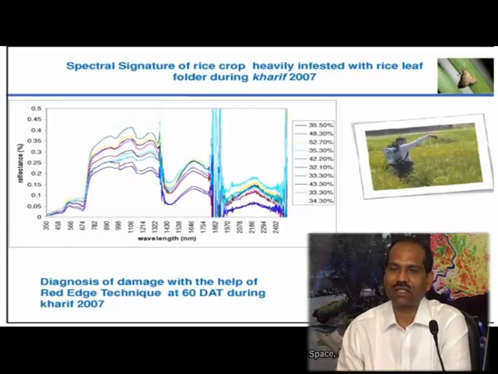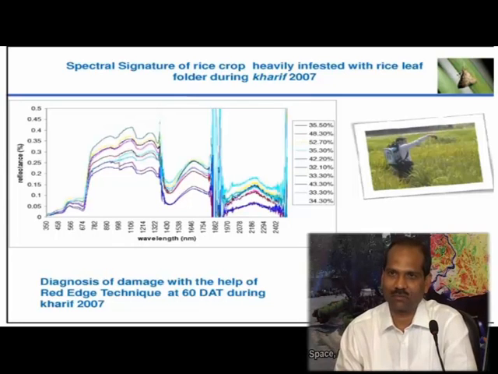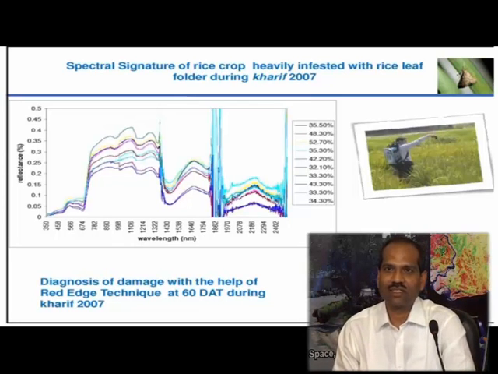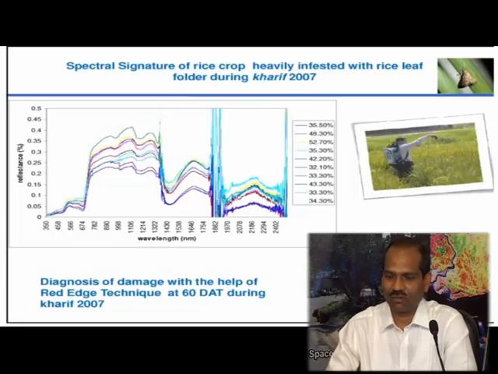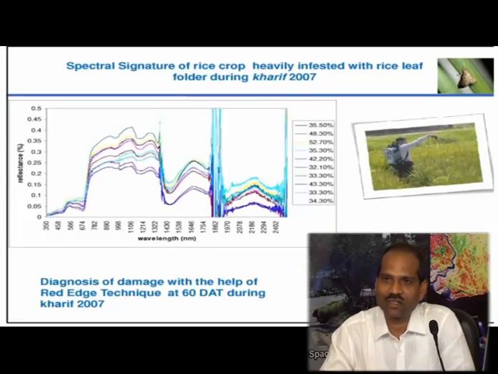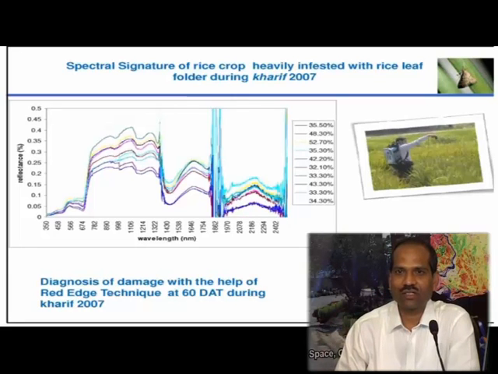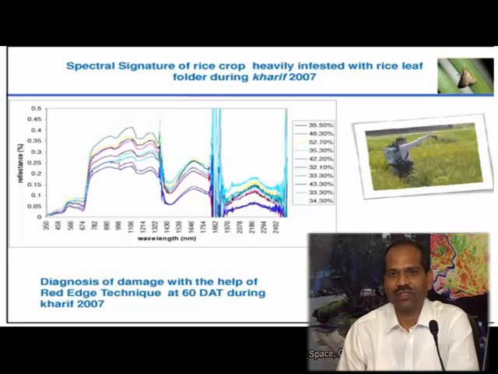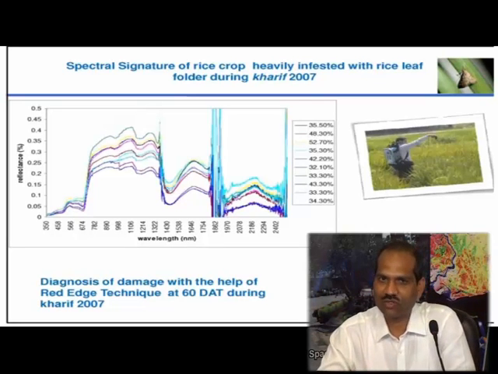Then here we are taking the spectral observations having the severity of the plant and different treatments, and this is the leaf folder you are able to see there, which damages the leaf and folds the leaf. You are able to see the damage percentage given over here in different colors in the lesions and the spectral pattern. So using different indices, one can quantify and differentiate how much damage is done and how much is the severity.